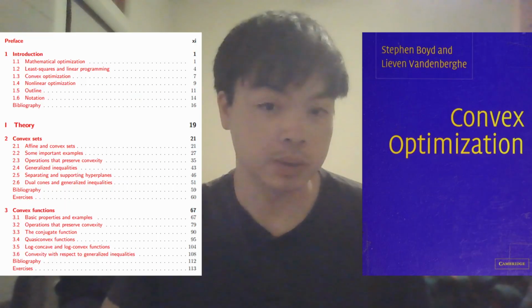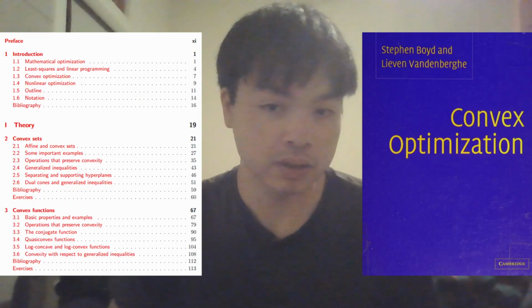So this week I completed section 3.3, which is all about conjugate functions. Today I want to build up some geometric intuition first, and then let's look at some examples that are directly relevant to machine learning. So let's get into it.